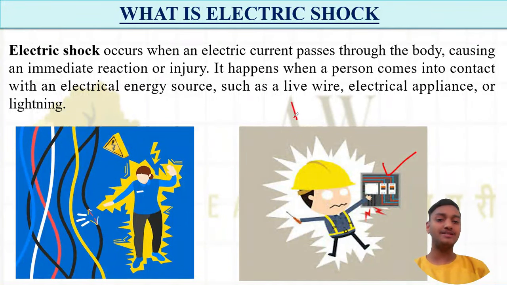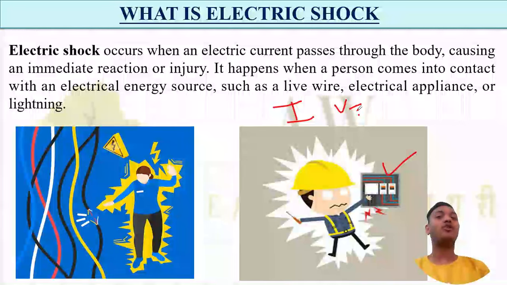What is insulation? Insulation means providing very high resistance, and you know V equals IR, right? Current always follows the minimum resistance path, right? So if you offer a very high resistance value, then the current will not flow in that path. So that is why we generally use insulation, and this insulation will offer a very high resistance path. Okay, so this is about the electric shock.